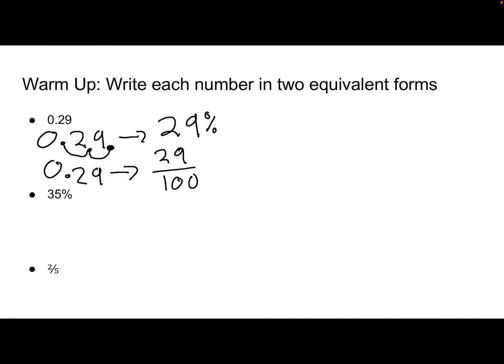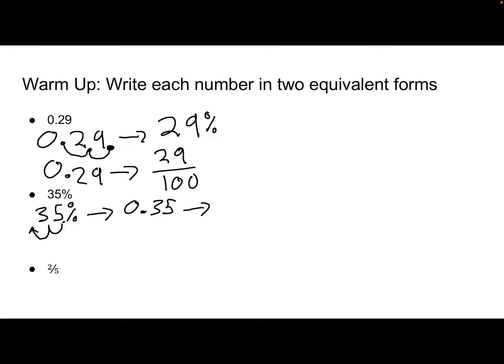All right, next we have 35%. To go from 35% to a decimal, we need to move our decimal place over 2 units to the left. Now, I know we don't see a decimal spot here, but remember, there's an imaginary decimal spot at the end of every single number. So there's really a decimal right after this 5. Moving it 2 over to the left, we would be left with 0.35.